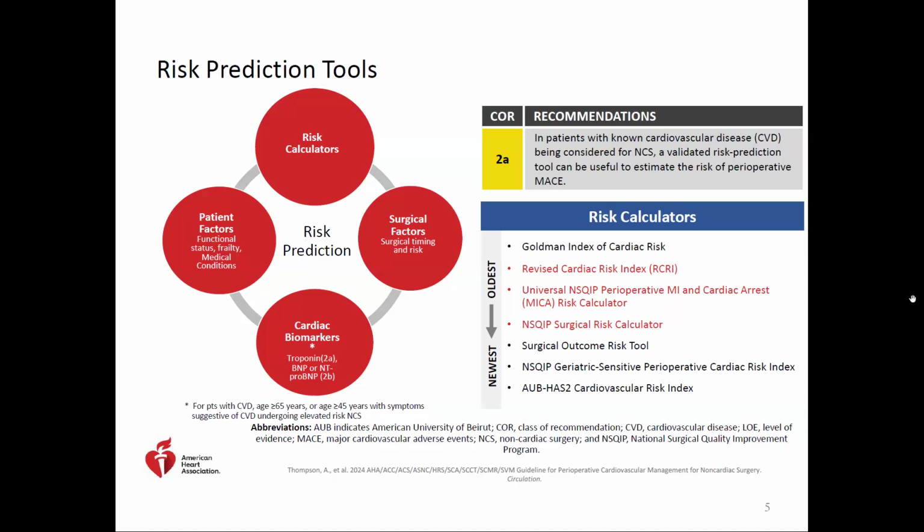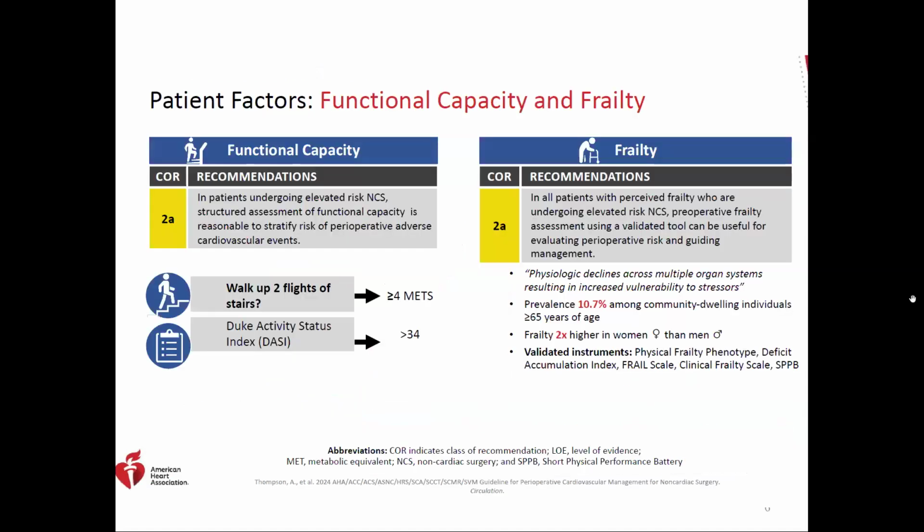Just under this risk calculator thing. So Goldman was, I guess in the 70s, Goldman and Detsky, they were risk predictors. And then the RCRI is 99, but it's still really valid. And then the NSQIP, which I'm going to talk about, is even more recent.